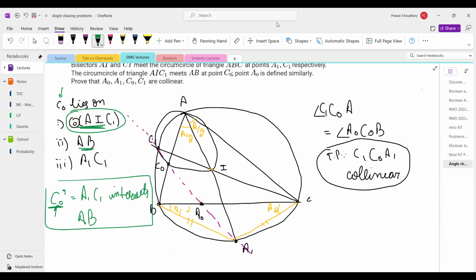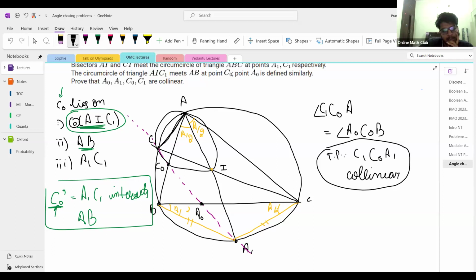Yes. Is A1C1 parallel to AC? Let's see. Possibly not, not necessarily. I think I can find these angles. So this is C by 2, A plus C by 2.